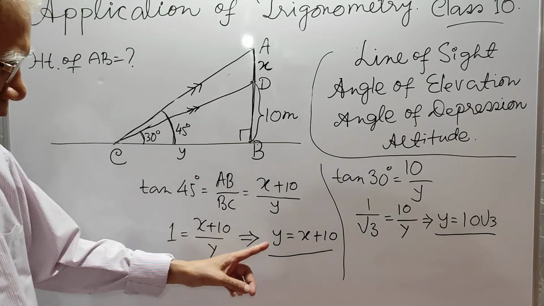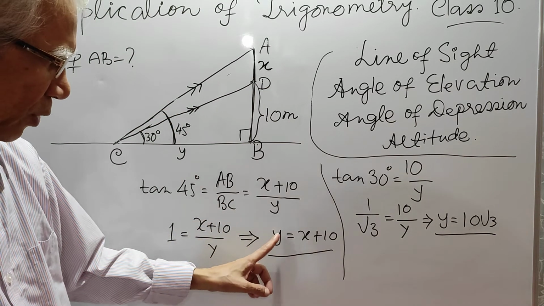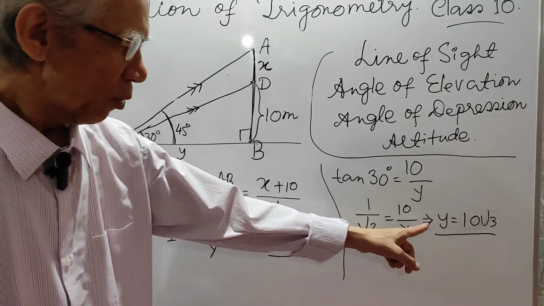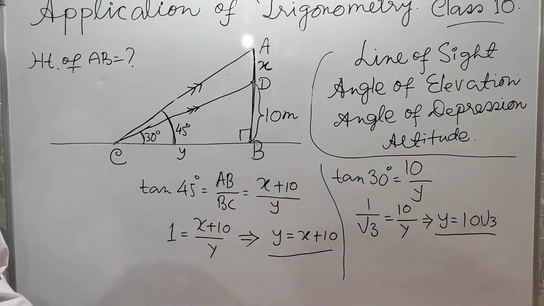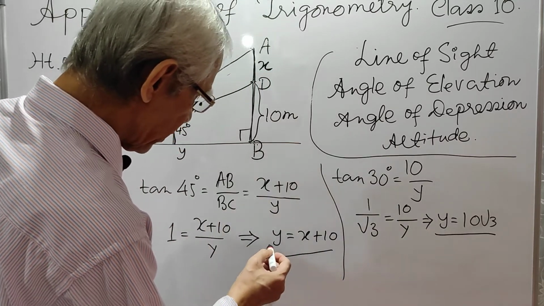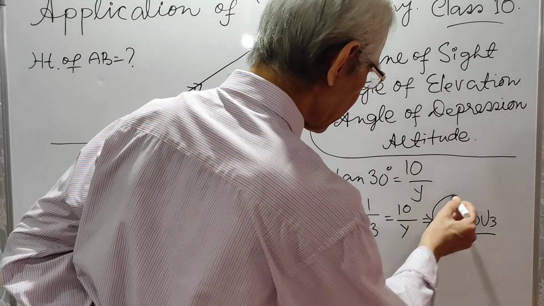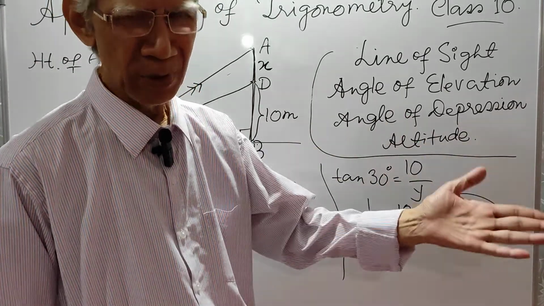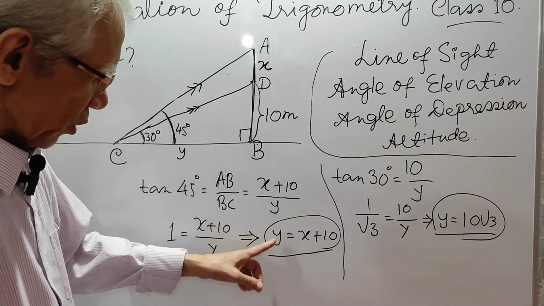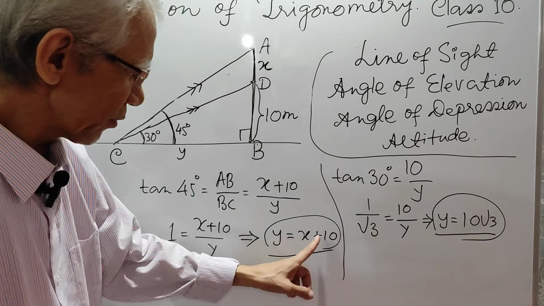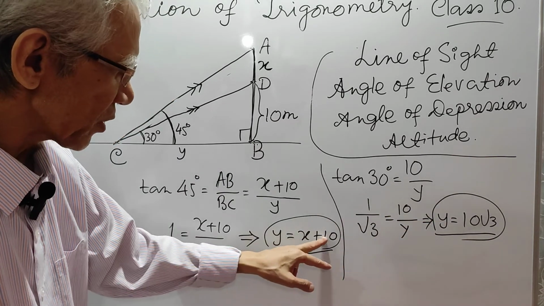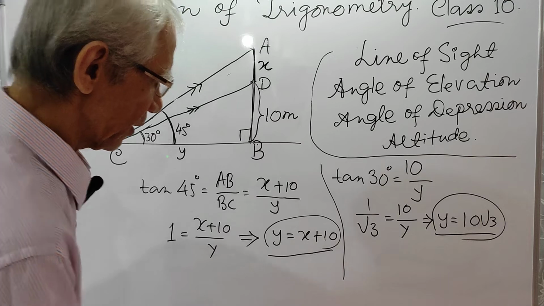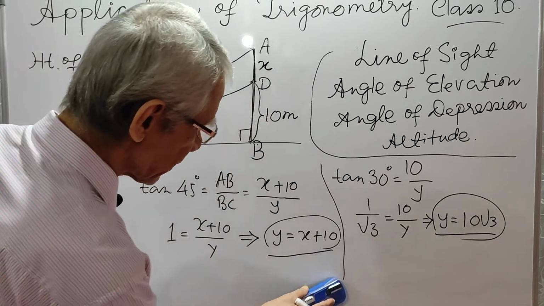Now see, these are the two equations: Y equals X plus 10, Y equals 10 root 3. Now how to solve these two equations? These two are equal, isn't it? There are many ways of solving. I have done it this way. You will find there is more than one way to solve it. So Y equals this, Y equals this. Therefore from these two what we get?